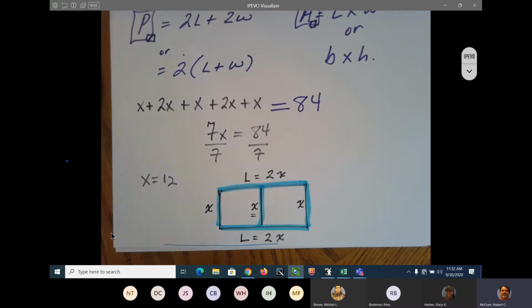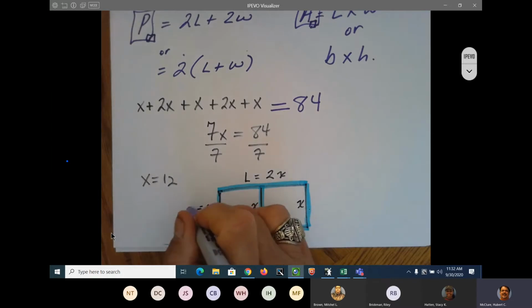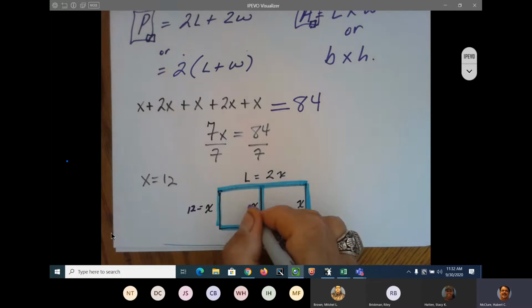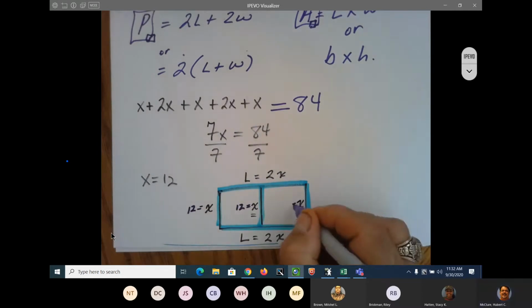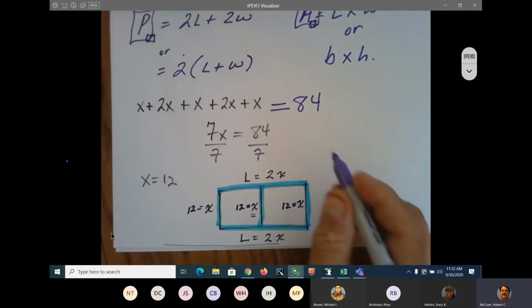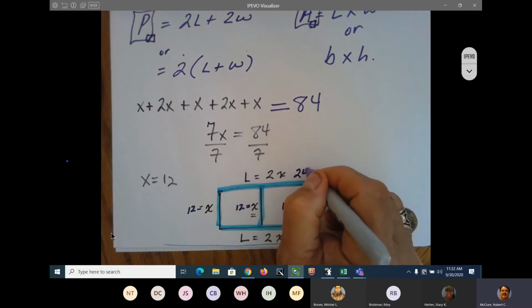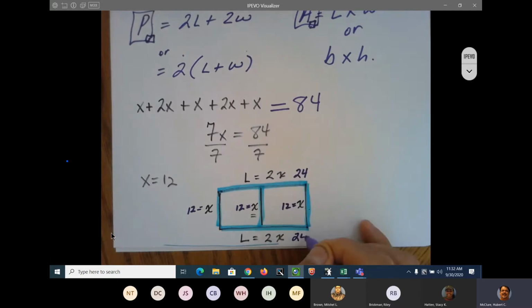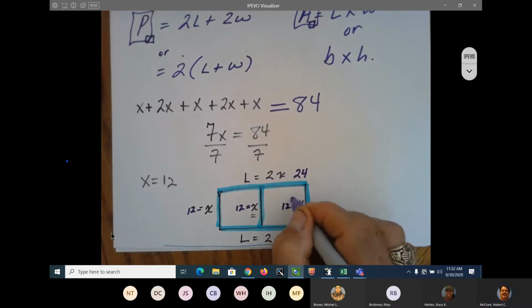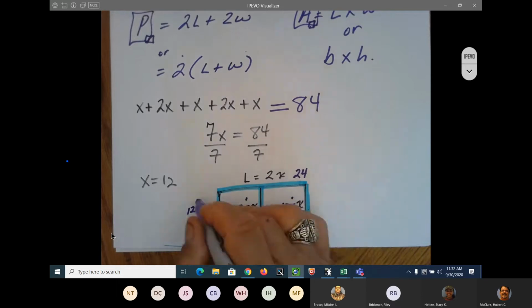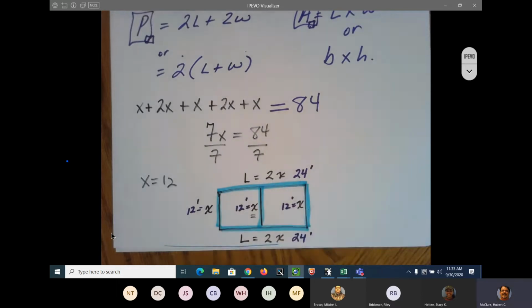So x is equal to 12. So that one's 12 feet. That one's 12 feet. That one's 12 feet. This one is 24 feet. And this one is 24 feet. So 12 and 24 is your answer. And you should feel good about yourself.